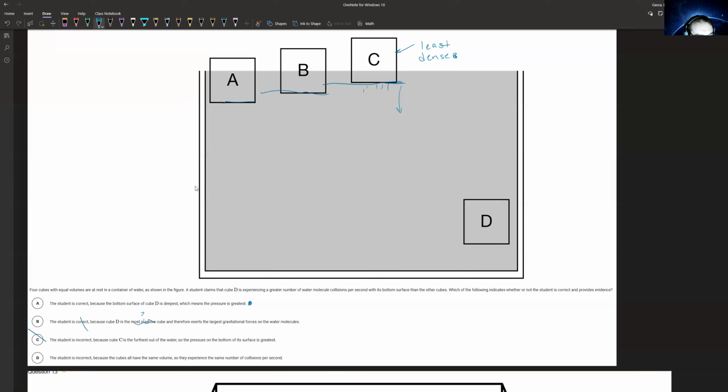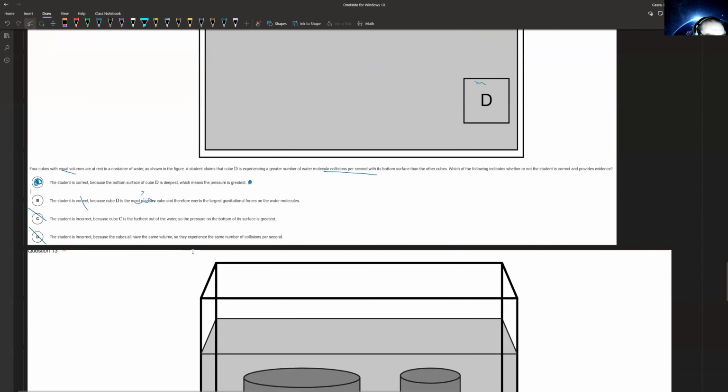D, the student is incorrect because the cubes all have the same volume, so they experience the same number of collisions per second. Not true. Okay, so they're equal volumes. So then if they are equal volumes, actually this is the most massive, but that's not explaining this scenario of more collisions. So it will be the answer that says pressure is due to these particles colliding on the surface.